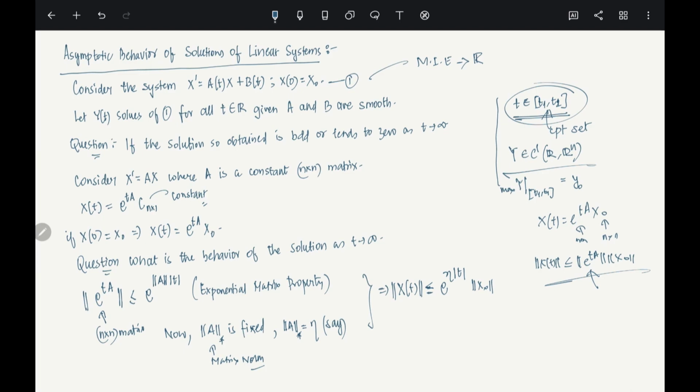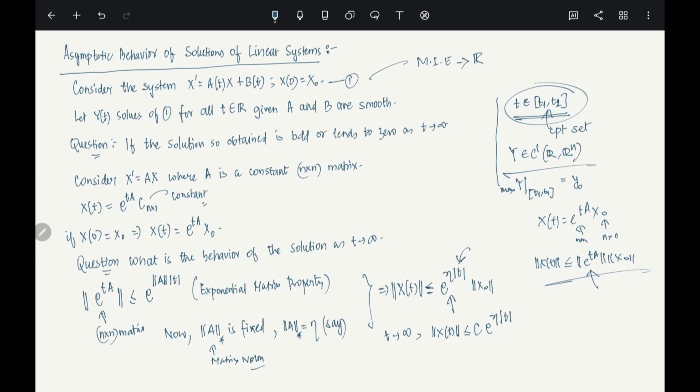Now you see, the norm of x naught is fixed, right? The norm of x naught is not changing, clear? So if the norm of x naught is not changing, the asymptotic behavior of this will depend on t. So as t tends to infinity, the norm of x(t) is always bounded by the norm of x naught, which is, let's say, some constant c times e to the power eta times mod t. So what happens to e to the power eta times mod t?